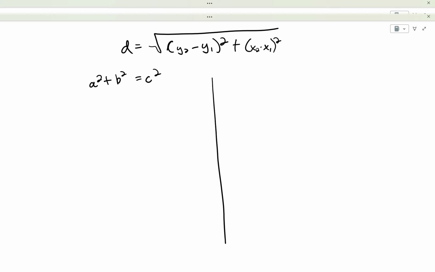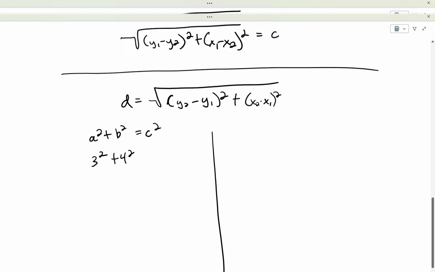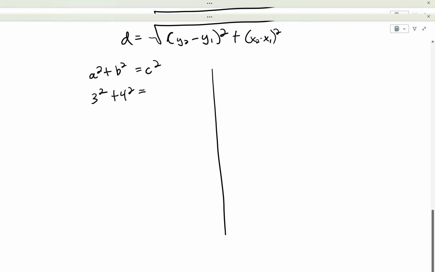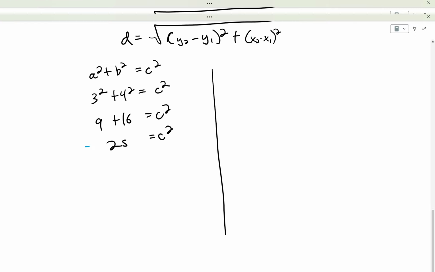So a squared plus b squared is equal to c squared. We have 3 squared plus 4 squared. Going back here, because our rise over our run, our a was 3, our b was 4, and that was equal to c squared. So 9 plus 16 is equal to c squared, or 25 is equal to c squared. And then the way that we get c by itself is we have to take a square root of both sides, and then I'm going to wind up with 5 being equal to c.